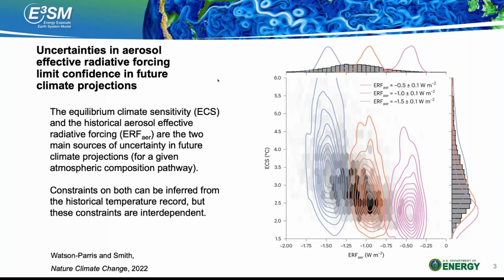So that's shown here schematically in this paper from Watson-Parris and Smith, where they emulated the response of climate to these two terms, and they showed that if you select different ranges of values for the aerosol effective radiative forcing, it impacts the range of climate sensitivities that are consistent with the historical temperature.